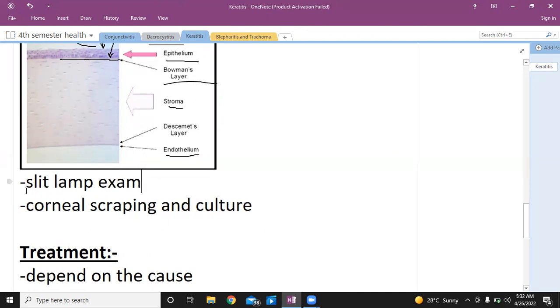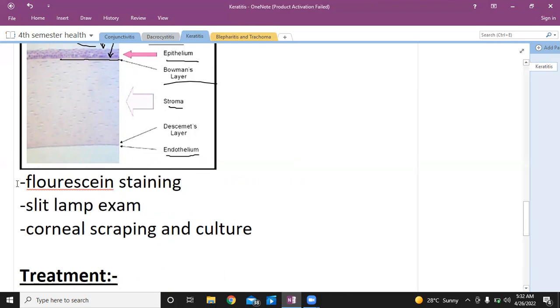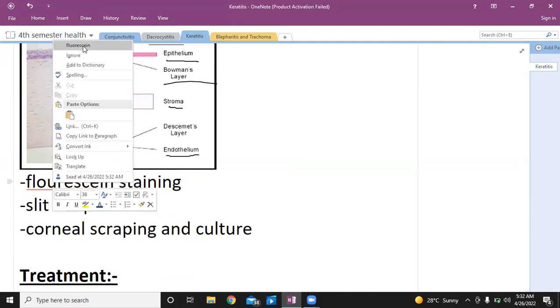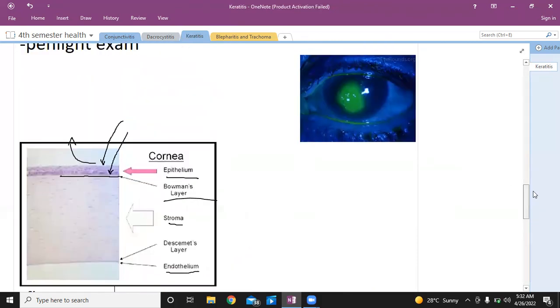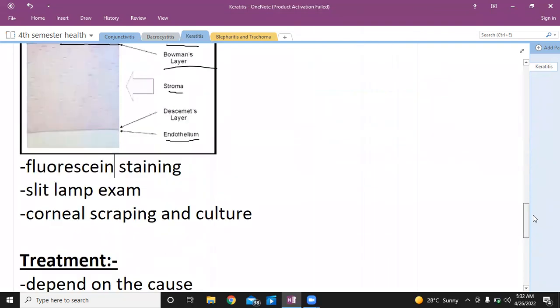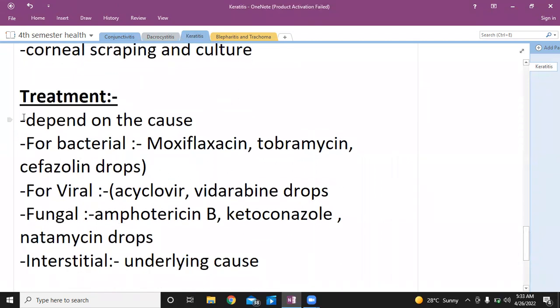As I have said, the one thing is fluorescein staining, and the other one is corneal scrapping. This is how you make your diagnosis. Once this diagnosis is done and the culture gives you the result and tells you about the causative agent, you have to treat it depending upon the causative agent.